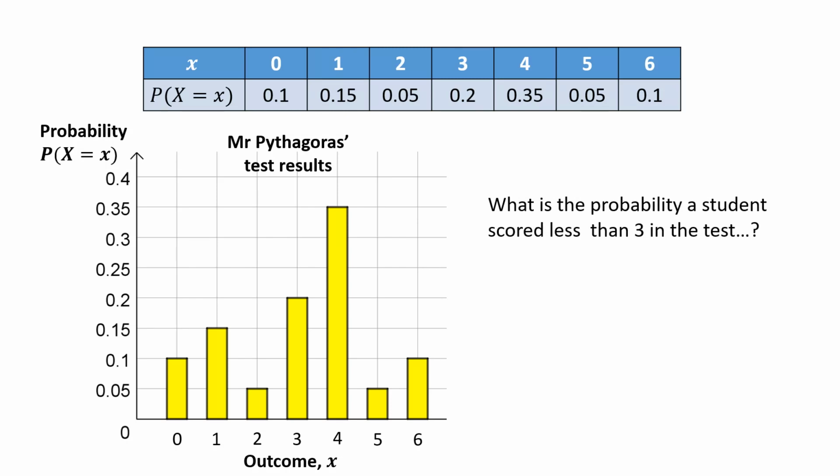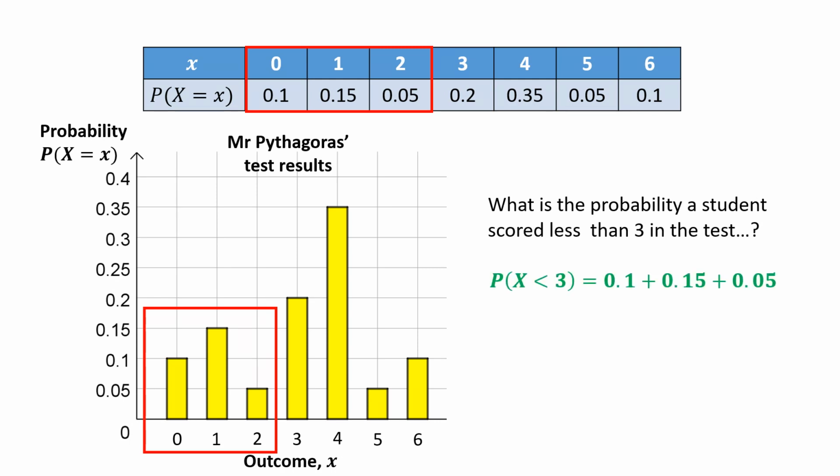All right, here's the question we're going to ask. What is the probability a student scored less than 3 in the test? Less than 3. Well, these are these options, and you can either read off the table straight if you have the table in front of you, or you can look up the values in the graph and add up the values of 0.1 plus 0.15 plus 0.05 to get a probability of less than 3 being 0.3 or 30%.